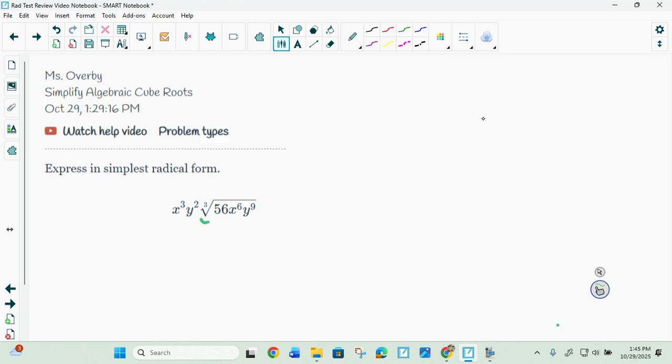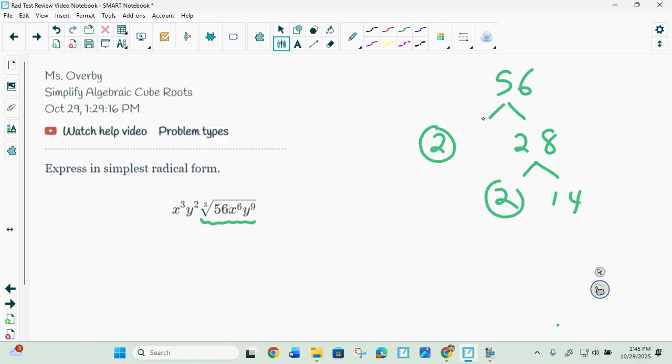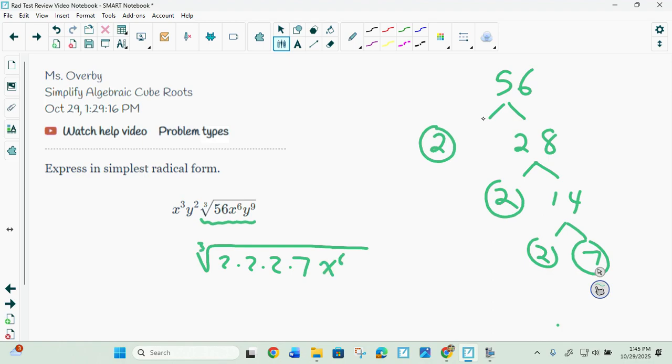I'm going to focus on this part first. So when I see the 56, I'm going to make that factor tree. I know that 2 goes into 56. Let's just do 2. 2 goes into 5, 2 times, so 28. 2 times 28. So 2 is a prime number, we're going to circle that. 2 and 14, 2 is a prime number, we're going to circle that. 14 is 2 and 7. So our factor tree gets everything down into the prime numbers. So we have 2 times 2 times 2 times 7, and it's a cube root. Let's go ahead and just rewrite the x and the y's.